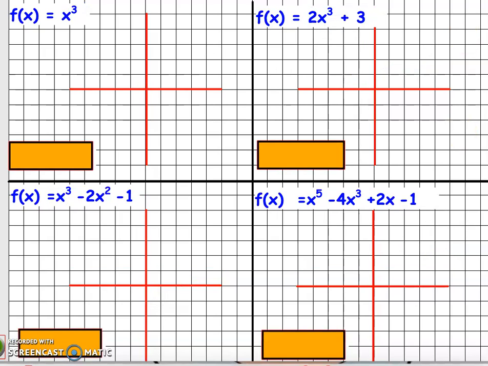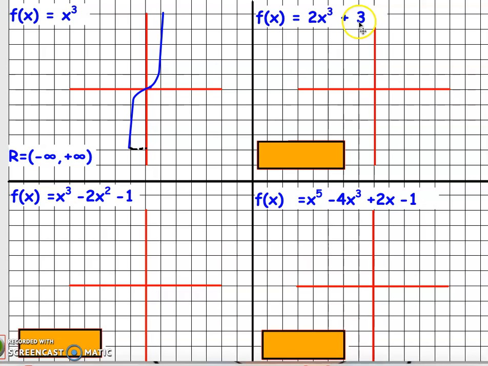F of x equal to x cubed, it's a graph of a polynomial, and here is its general shape. So the lowest value that y can take is minus infinity, and the highest value is plus infinity, so its range is minus infinity to plus infinity.